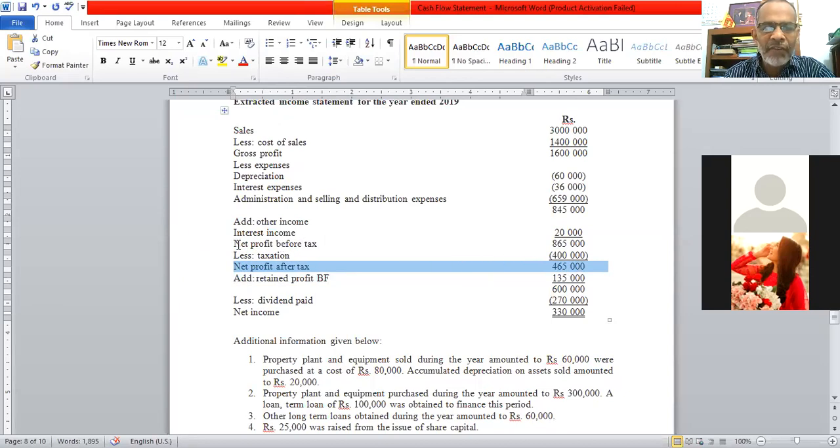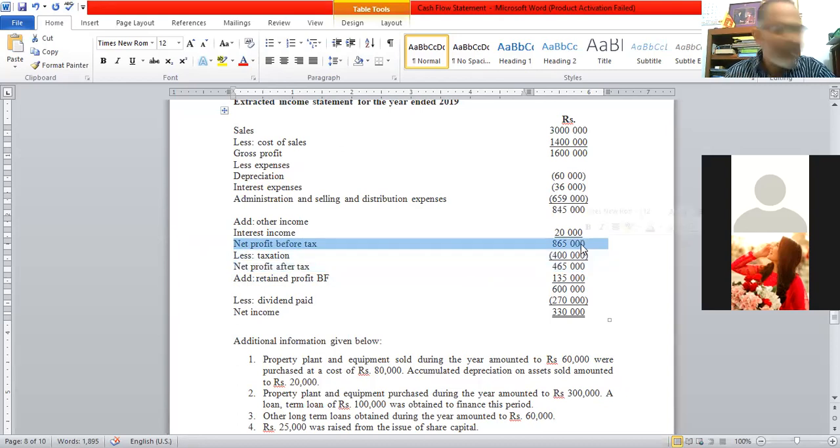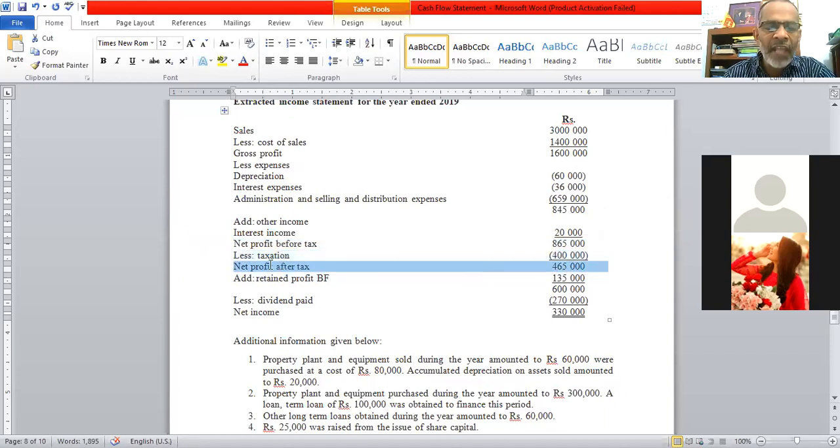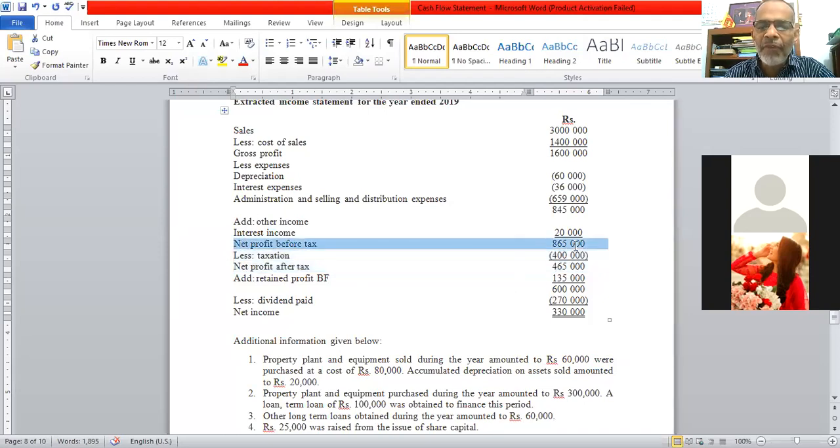You have to be careful when you are doing the cash flow statement under the indirect method. We want to observe the net profit before taxation. Somebody told me 865. Sometimes if you take 465, your cash flow statement will be wrong. That's why keep in mind, net profit after tax we are not going to consider. We want to take the net profit before taxation.